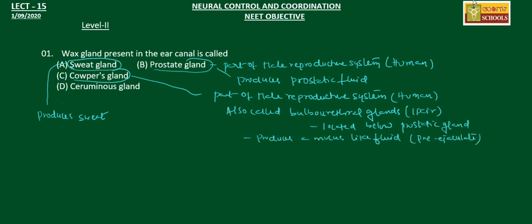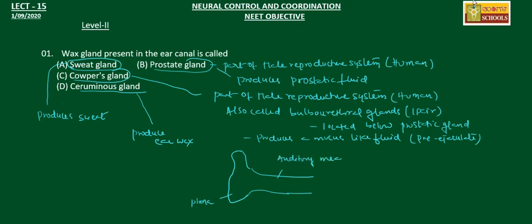And the last one, the ceruminous glands. These ceruminous glands are the ones that actually produce earwax, and they are located in the external auditory meatus. Ceruminous glands are present in the auditory meatus, and also sebaceous glands are present.